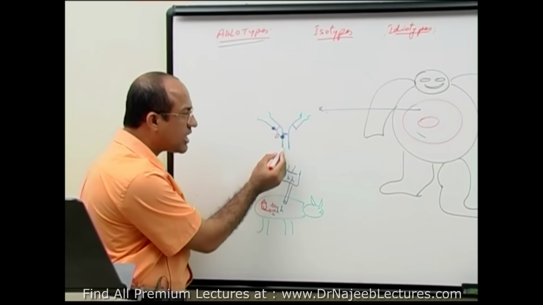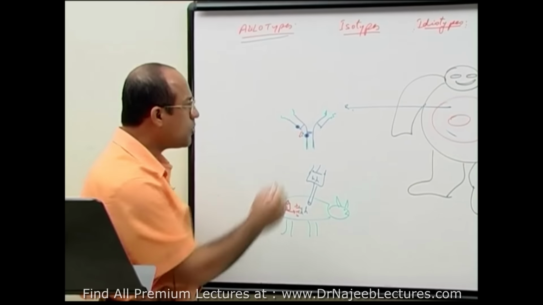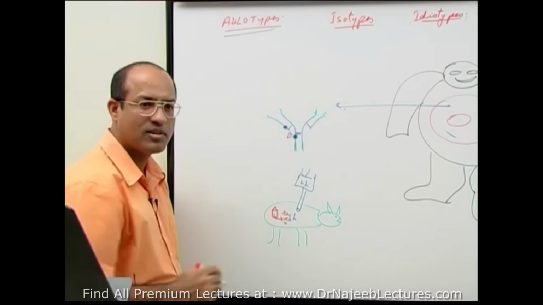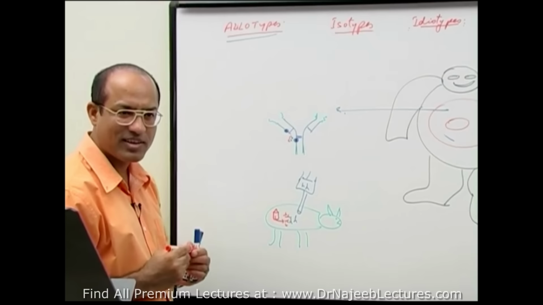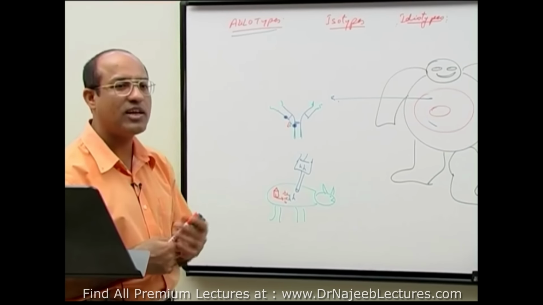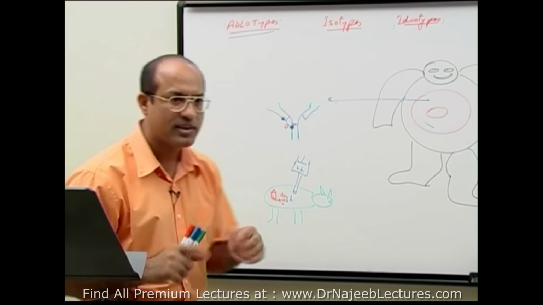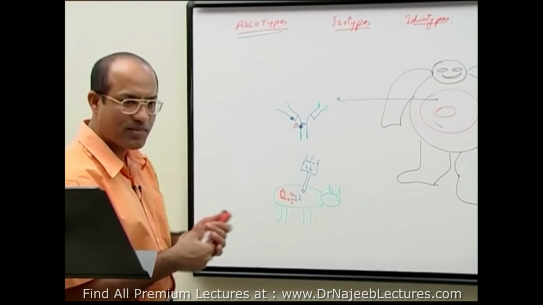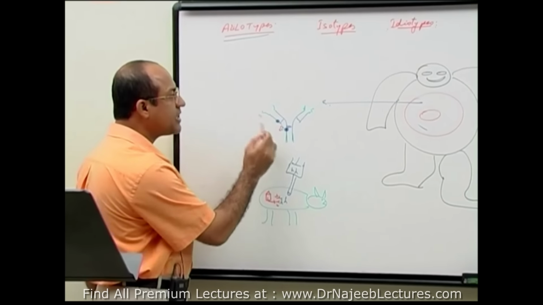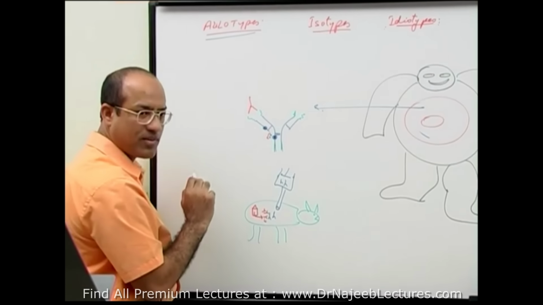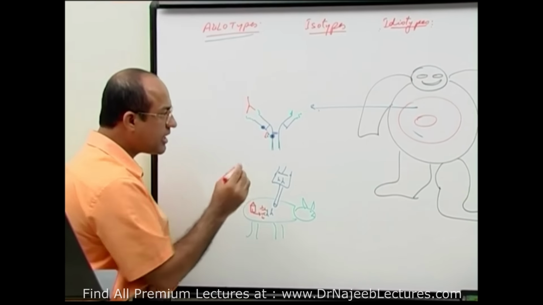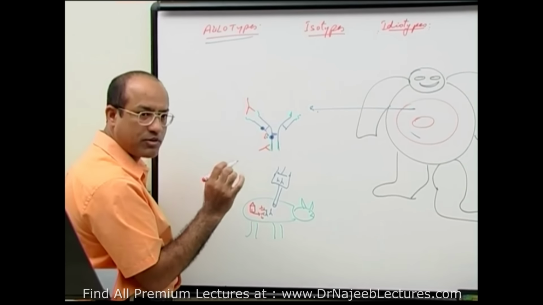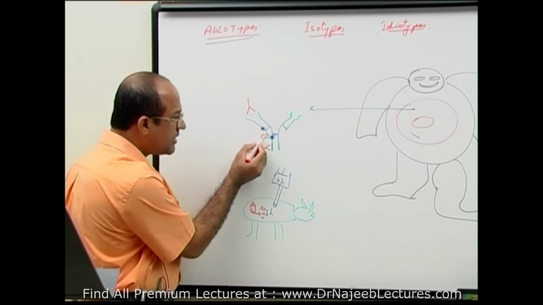1. How many isotypes must I have? 5. How many idiotypes must I have? Millions. Is that right? So when we say that there is an anti-idiotype antibody, it means that the antibody will react here. For example, if the donkey makes anti-idiotype, that will react here. If the donkey makes anti-isotype, that will react here. If the donkey makes anti-allotype, that will react here.